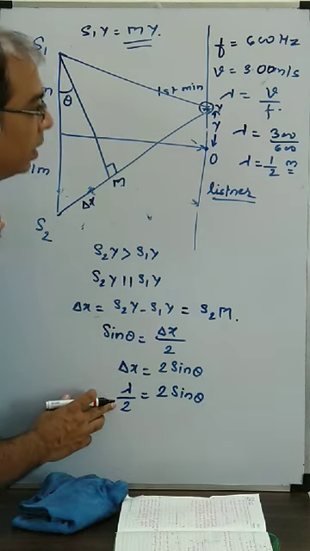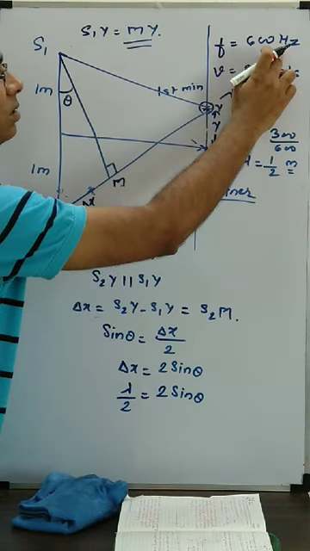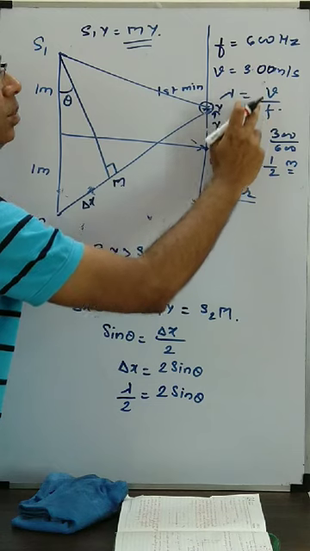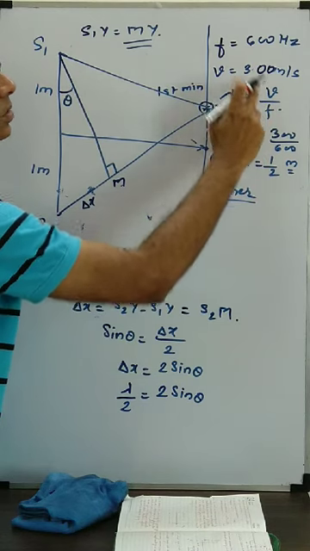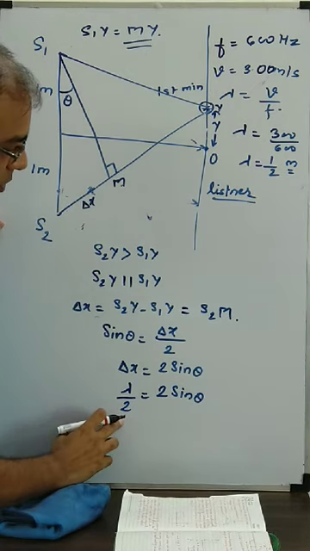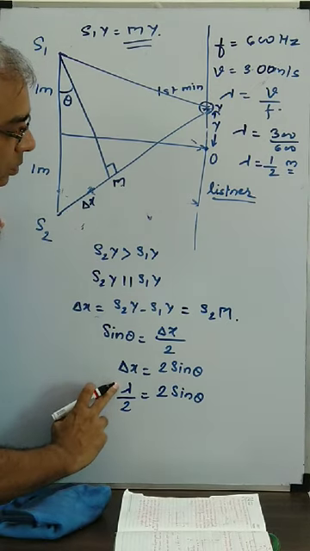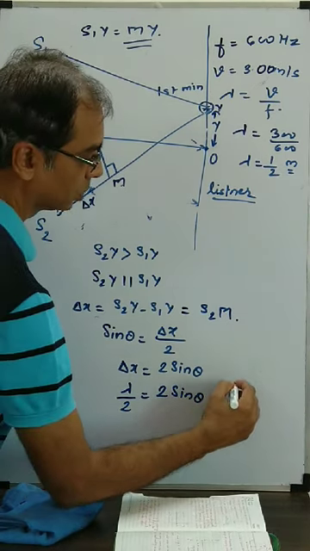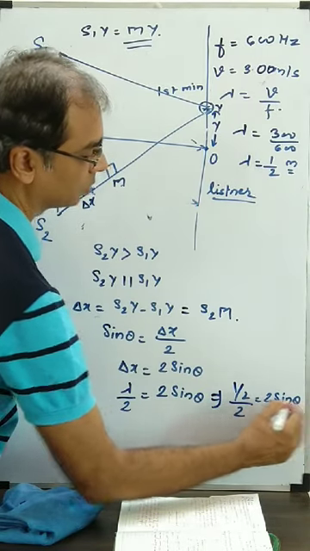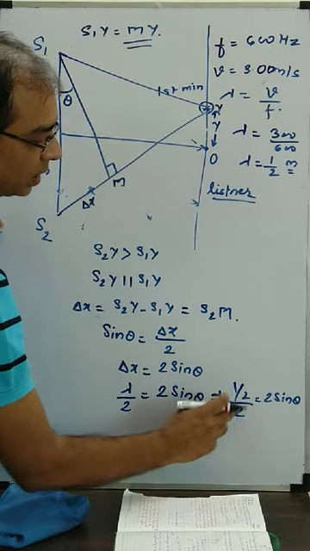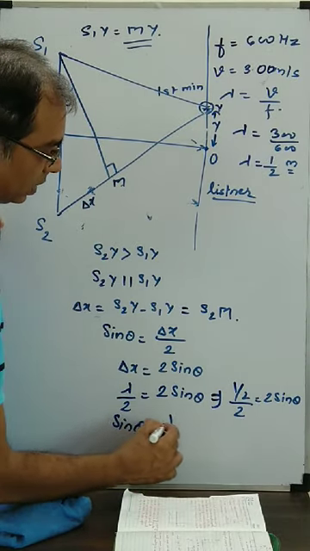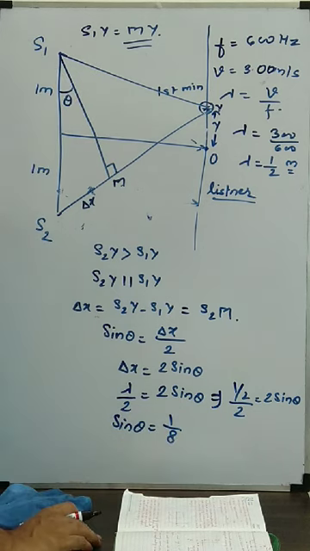Now, what is lambda? It's given to us that frequency is 600 Hz and speed is 300 meters per second. So lambda, which is V by F, let's put it over here: V is 300 and F is 600, so lambda is coming 1 by 2. Lambda is 1 by 2. So 1 by 2 by 2 equals 2 sine theta. So what are we getting? Sine theta we are getting as 1 by 8. Sine theta is 1 by 8.